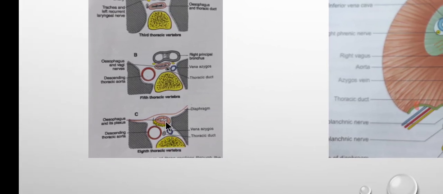Okay, anteriorly there is a diaphragm and esophagus. Posteriorly there are thoracic vertebrae, and on the right side there is an azygos vein, while on the left side there is a descending thoracic aorta.